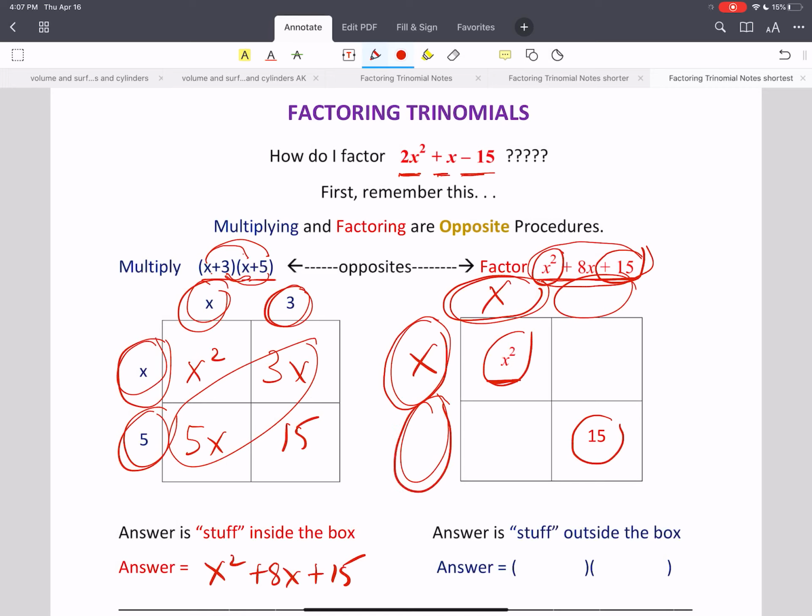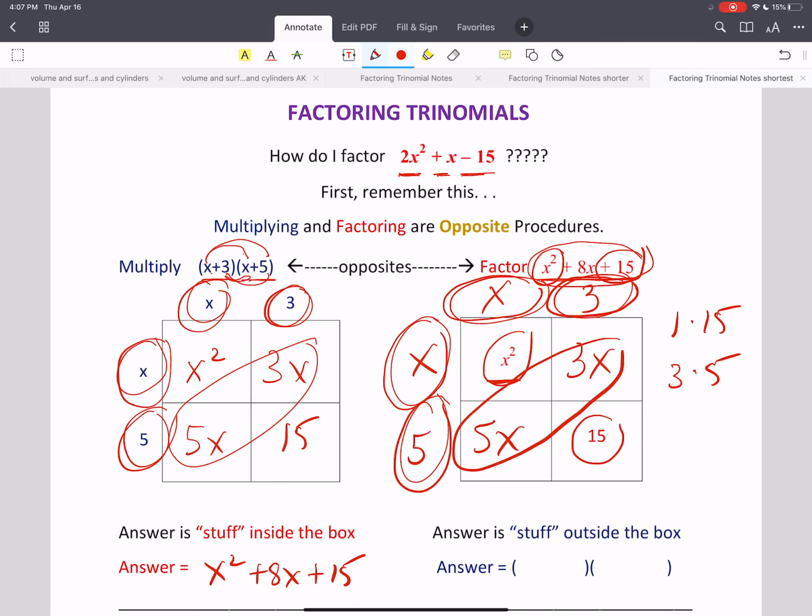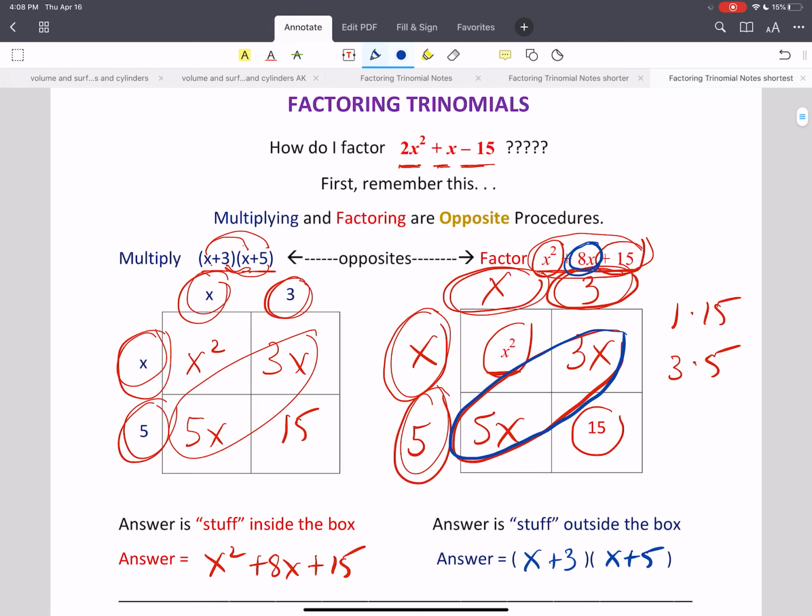And then here and here, I need two numbers that multiply out to 15. It's either 1 and 15 or 3 and 5. You could play around with that and convince yourself that you want a 3 and a 5. I'd get a 3x and a 5x. This combines to my 8x, which matches this term here. I need these to match this. So the answer to my factoring question is x plus 3 times x plus 5. Now I want you to stare at these two boxes and the work that you just did and understand that factoring and multiplying are opposites.